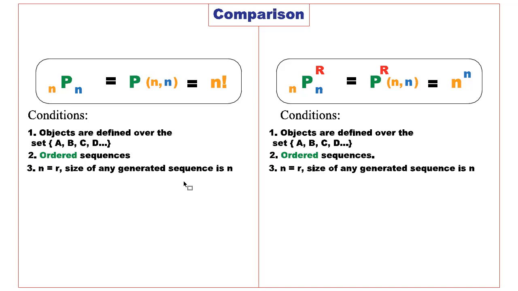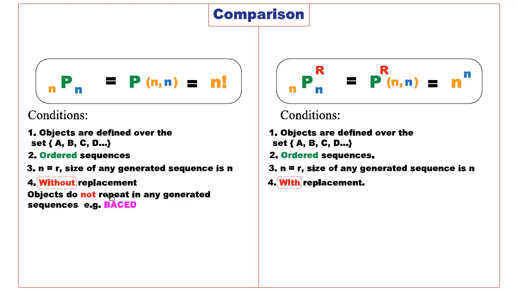no more and no less. The main difference in applying this formula and this formula here is that the first formula is applicable in case of no replacement, and this formula here is applicable in case of replacement. So without replacement means that when we are generating sequences, any object in the sequence is not going to be repeated more than once. So we are not going to find BB or EE or DDD, etc.